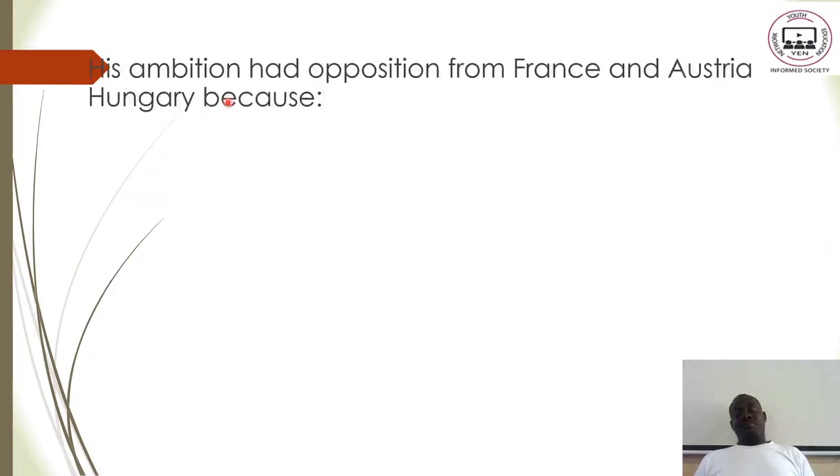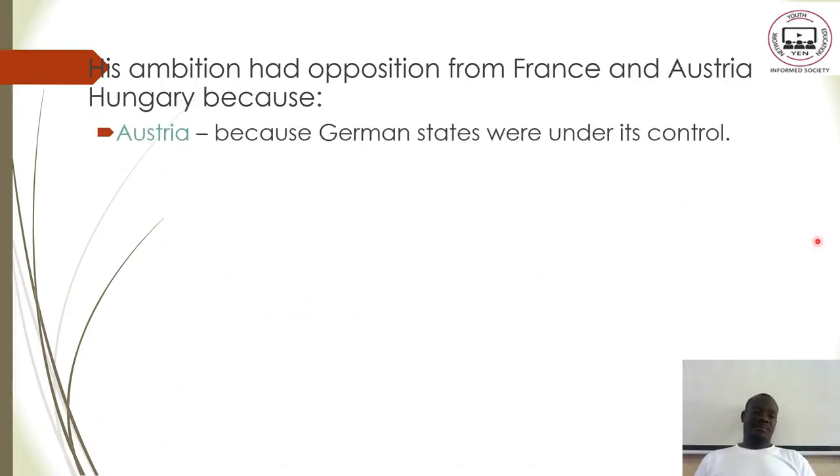Now, the ambition of Otto von Bismarck met with opposition from two countries, that is France as well as Austria-Hungary. Why? Number one, Austria-Hungary, because some German states were under its control. So we see to it that Austria-Hungary hated the ambition of Otto von Bismarck.